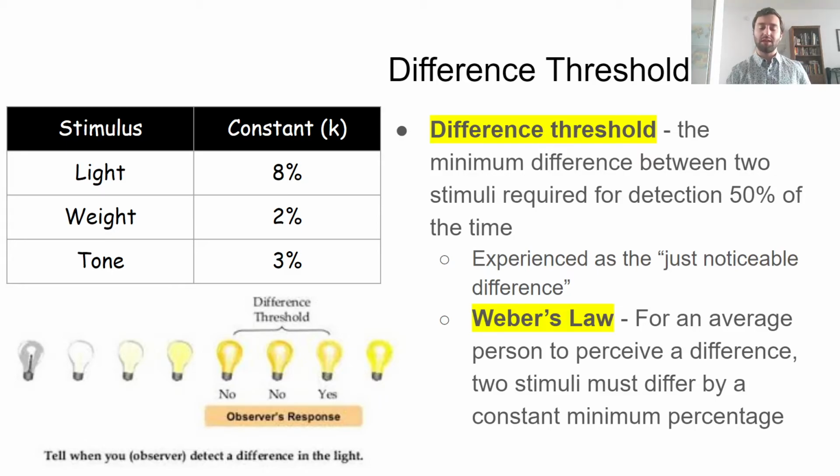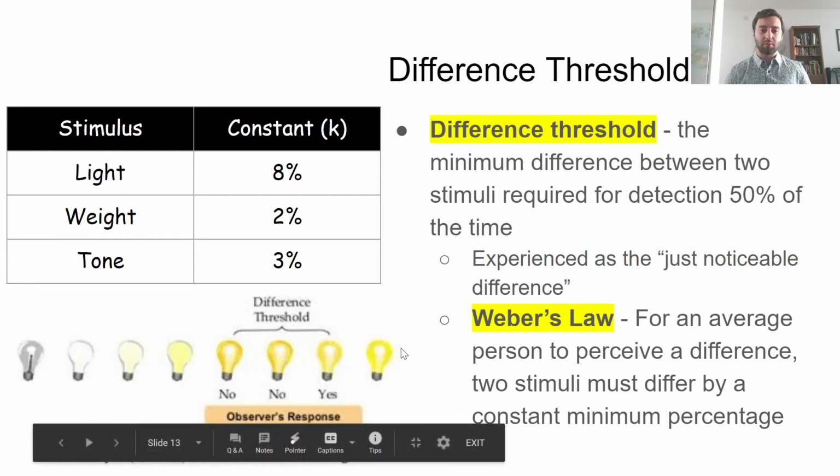What this means is that depending on the stimulus is going to depend on how much literal change there is. The percentage change is always going to be the same, but the actual difference in the stimuli would be different. So for light, it is 8%. For weight, it is 2%. And for tone, it is 3%. Here's an example.